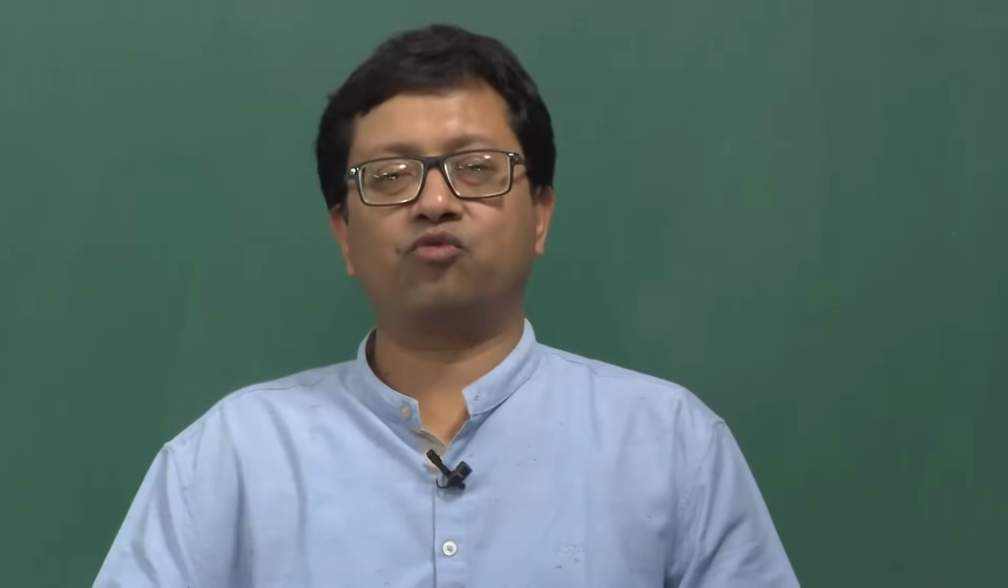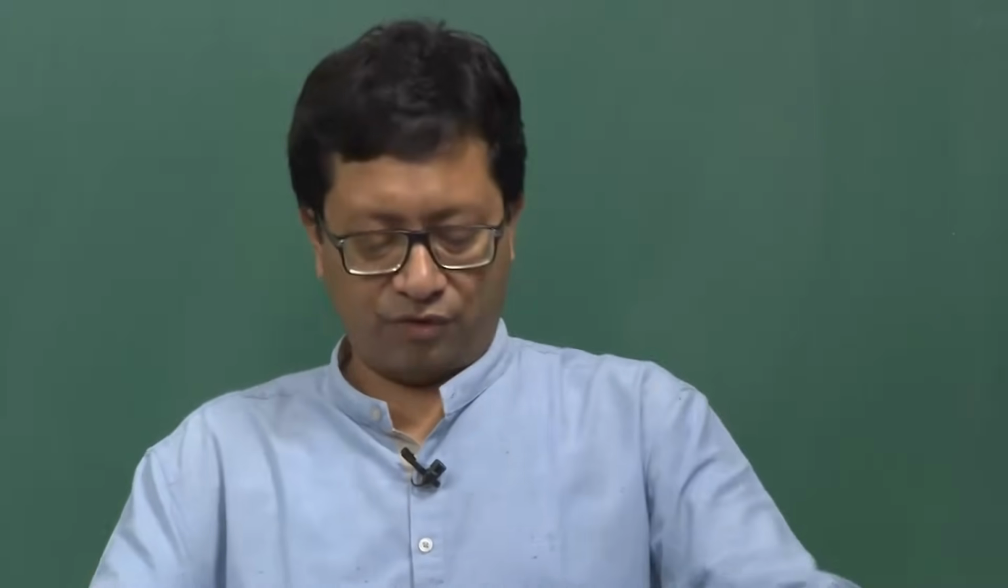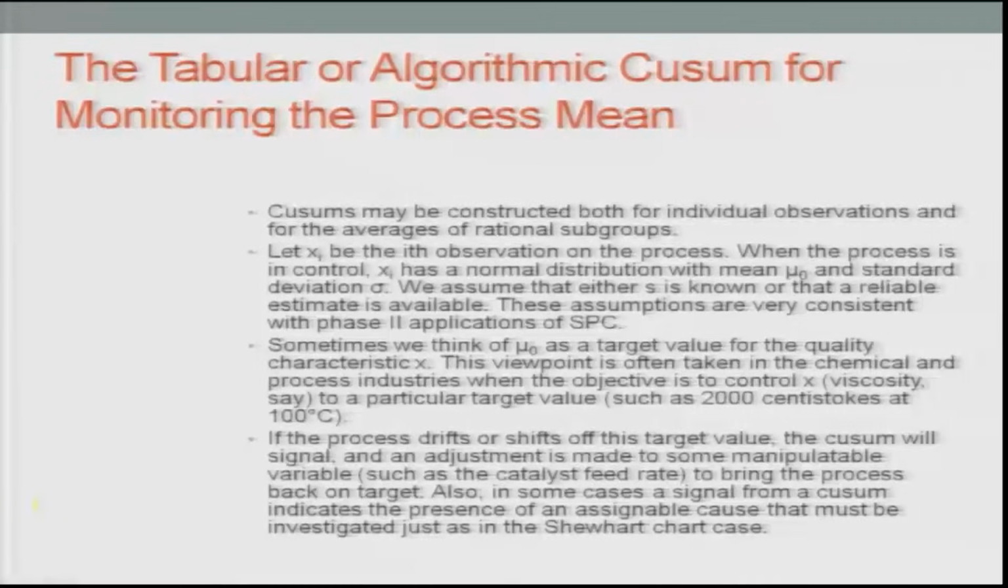Given that the information is already available from the past, we can use that to estimate what the set of observations for the sample characteristics would be in the future. Sometimes we think of mu naught as a target value for the quality characteristic of the random variable which you are trying to measure, which is x. This viewpoint is often taken in the chemical and process industries when the objective is to control, for example, x as the viscosity, or the strength of a raw material, or the flow of the raw material in the process, which you want to achieve. So, that is what mu naught is.